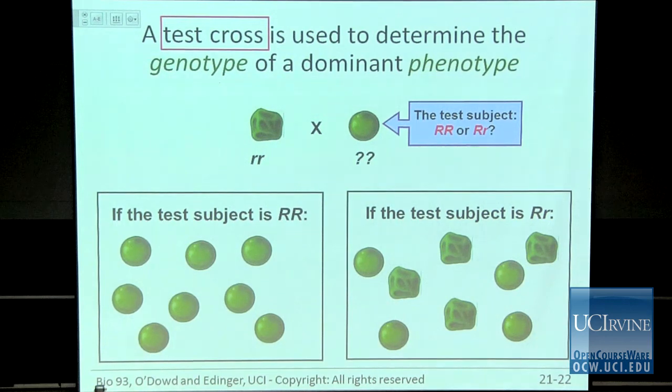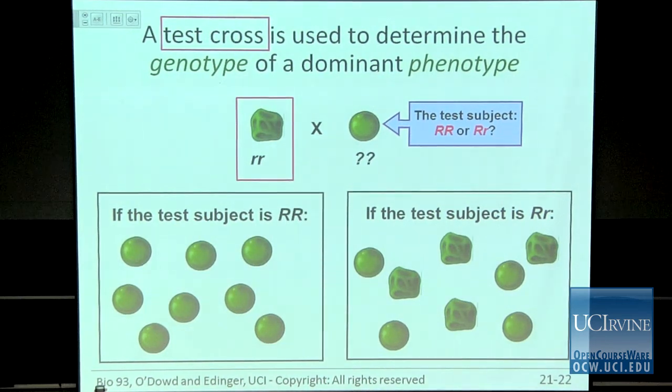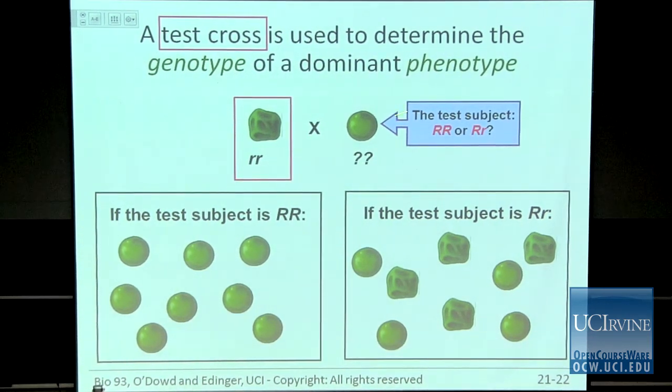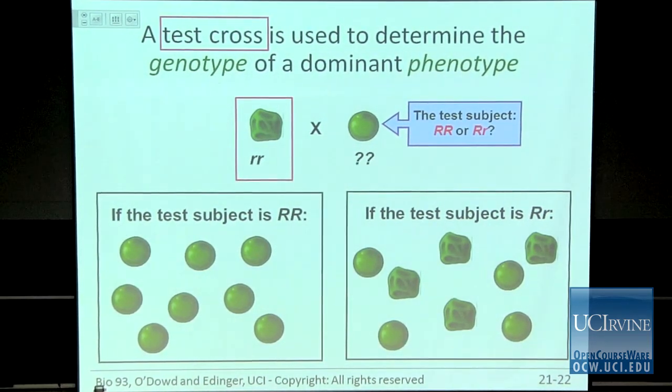The key to a test cross is you have to use a homozygous recessive individual. If you're looking at multiple loci, that test cross subject, organism, has to be homozygous recessive at every locus. Because you need to be able to see both alleles that are present in the test subject. So the key to doing a test cross is to use a homozygous recessive individual in your cross. Questions? Sometimes people get confused by this.